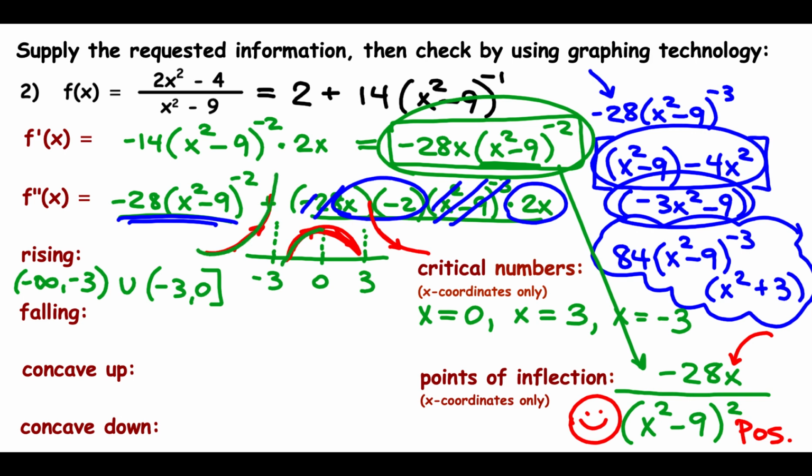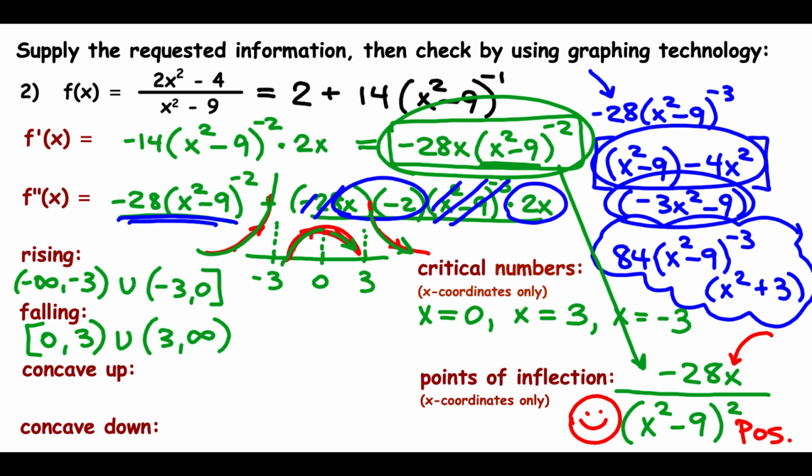You're falling the rest of the way, so you're falling from 0 to positive 3, which again cannot be included because it's an asymptote. So you're falling here, and then you fall some more, so union positive 3 to infinity. Again, notice that I'm not doing a hard bracket on the 3 because we're not there. All right, first derivative has done its job. Time for the second derivative.